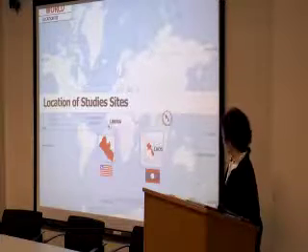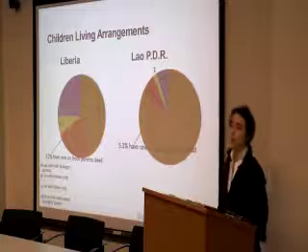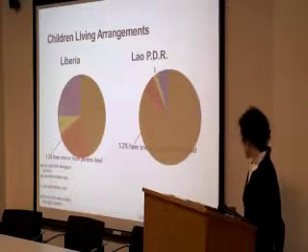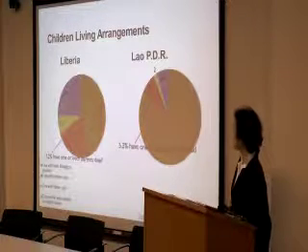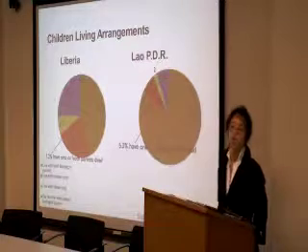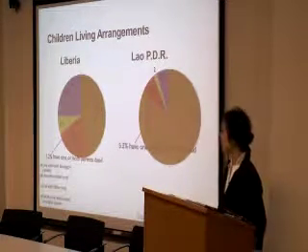And the majority, as we just saw, live with both or one of their parents. You see in Laos, 84% in the last Laos Social Indicators Survey live with both parents. The number of orphans is low compared to sub-Saharan African countries. We have about 5% in Laos and 7% in Liberia.